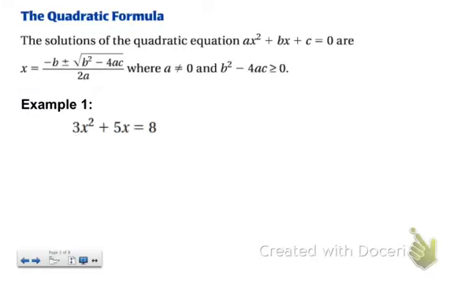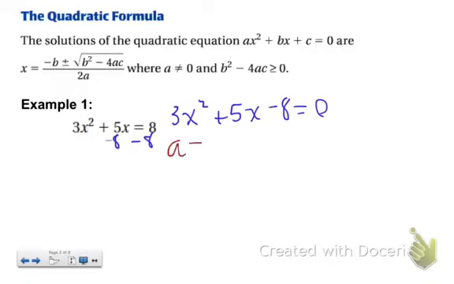Okay, so for example, 3x squared plus 5x equals 8. To use the quadratic formula, it has to be in standard form. So the first thing we're going to do is subtract 8 from both sides. So we get 3x squared plus 5x minus 8 equals 0. And now, I find it easiest when you're doing the quadratic formula to go ahead and write out what's a, b, and c. So in this case, a is 3, the coefficient of x squared, b is 5, and c is negative 8.